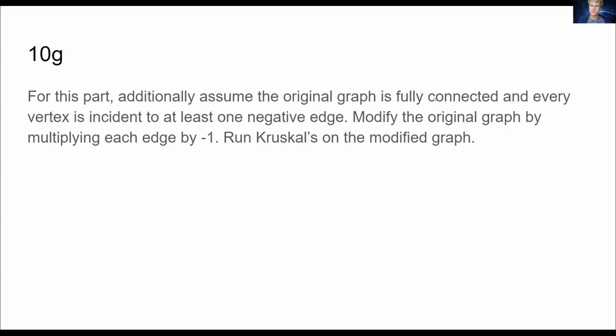Hello, everyone. Welcome to the final video on question 10. We're going to cover parts G, H, and I. So for this part, assume that the original graph is fully connected and that the vertex is incident to at least one negative edge. Okay.